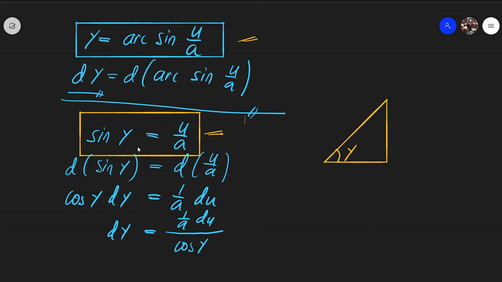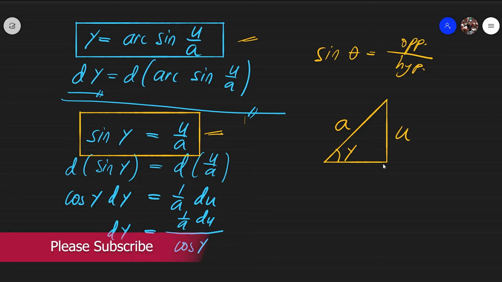Since sine, SOHCAHTOA, sine theta is equal to opposite over hypotenuse. If this is your angle, your opposite side is this side. According to your formula, sine y is equal to u over a. So your opposite is u, so you can write u here, and your hypotenuse is a, so you can write a here. Now, since this is just a right triangle, we can find the length of the side here expressed as a function of a and u.